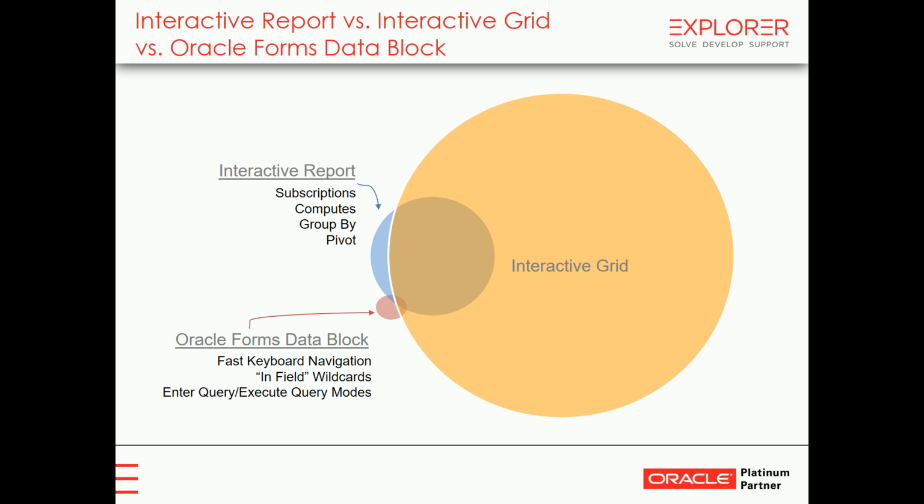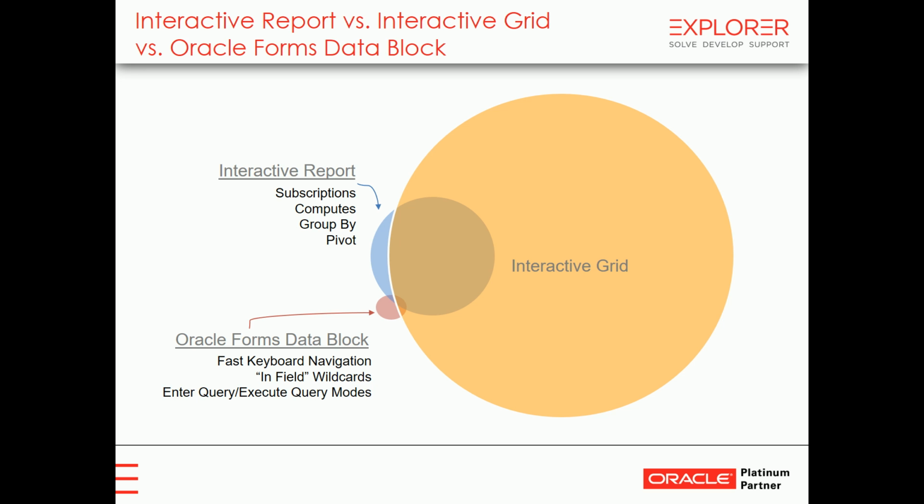Okay, on this slide I want to demonstrate the size of the features. This is, in my opinion, comparing the size of the features from the interactive grid to the likes of the interactive report and also to the Oracle Forms data block. The Oracle Forms data block is something which you couldn't natively do in Apex until Apex 5.1.